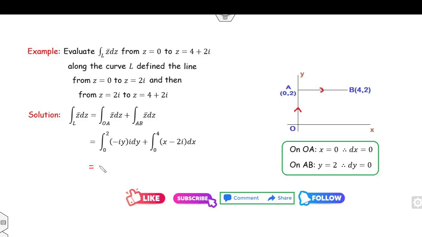It's iota square minus 1. It's plus 1 outside. Integration of y is y square by 2 from 0 to 2. Plus this is x square by 2 minus 2 iota x from 0 to 4. Now you can substitute the limits and you will get the right answer as 10 minus 8 iota.